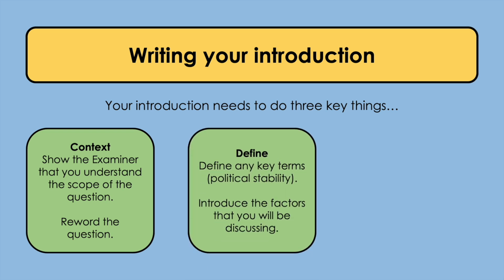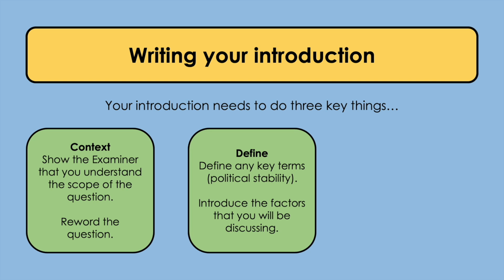Secondly, we need to be defining any key terms. In this particular question, what do we mean by political stability? What is political stability? Now, yes, your examiner and your teacher is going to know what we mean by political stability, but what it shows us is that you understand it, and you can refer back to that when you are considering how political stability was achieved within the FRG.